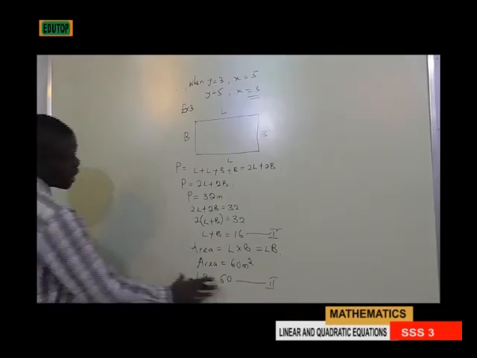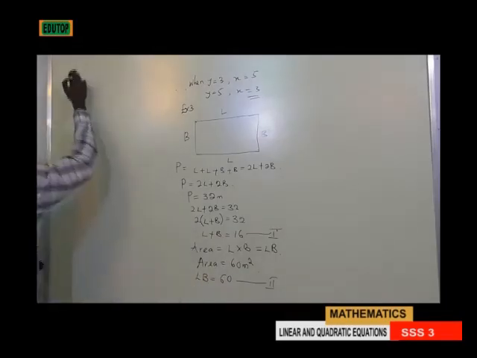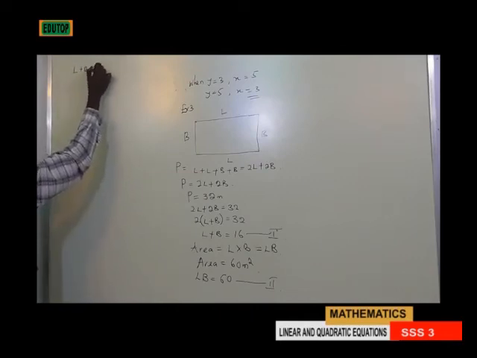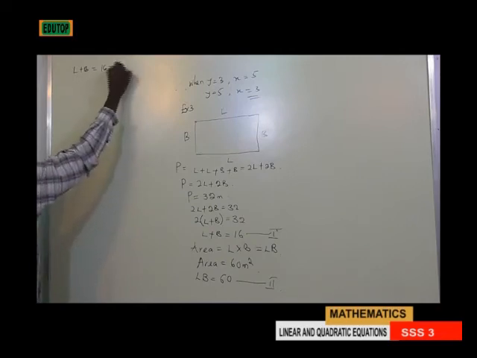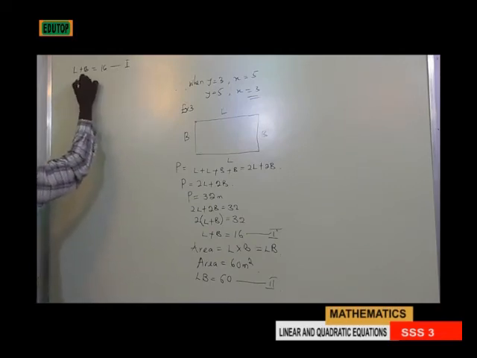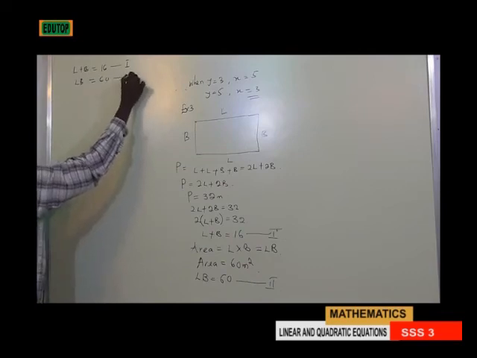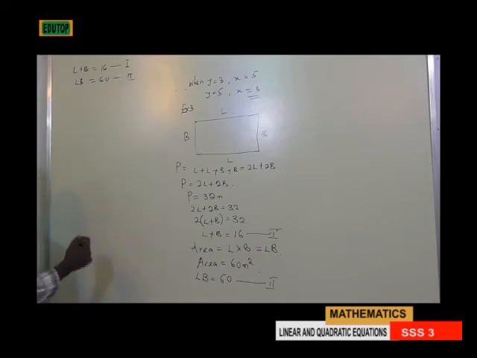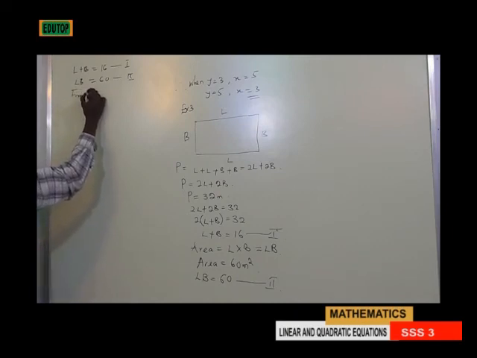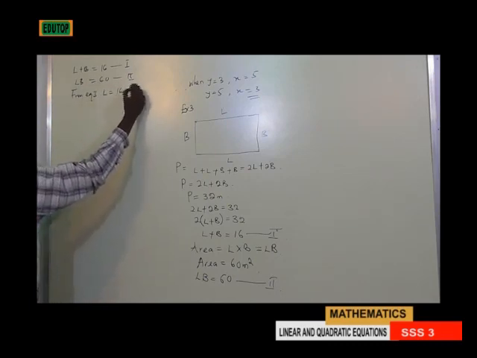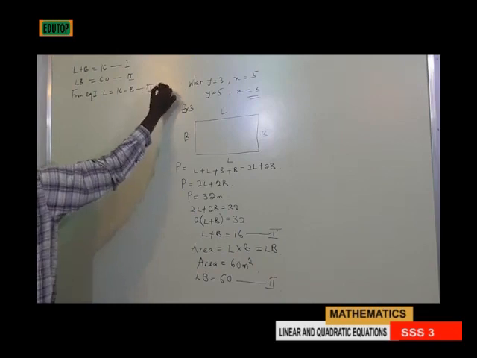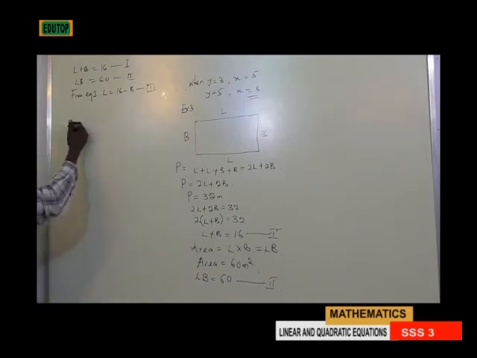To continue from here, we have two equations. The first one is L plus B equal to 16. That is equation 1. Then we also have LB equal to 60. That is equation 2. Now, from equation 1, it can be deduced that L can be what? 16 minus B. So I make this equation 3 and I substitute this equation 3 into equation 2.